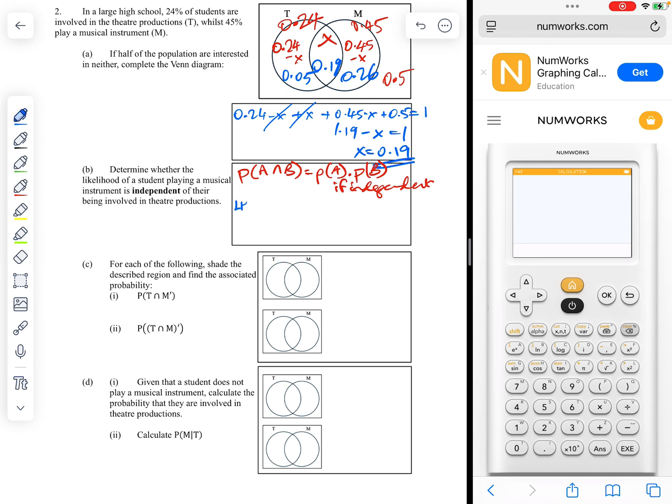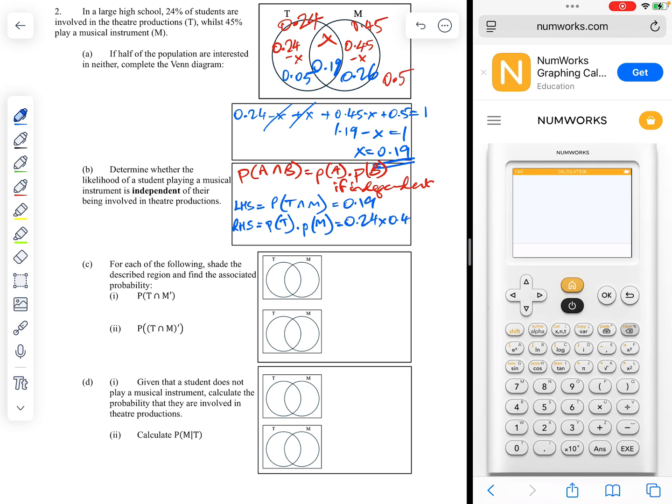So let's state what that left-hand side is. Our left-hand side is the probability of T intersection M, and that is 0.19 from the diagram at the top. What about on the right-hand side? What about the probability of T multiplied by the probability of M? So we have 0.24 and 0.45.